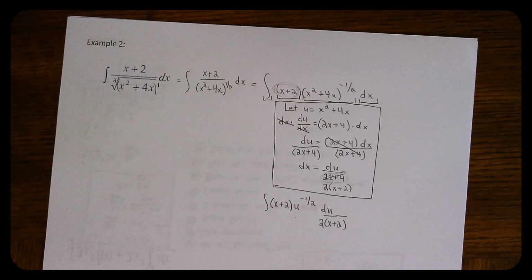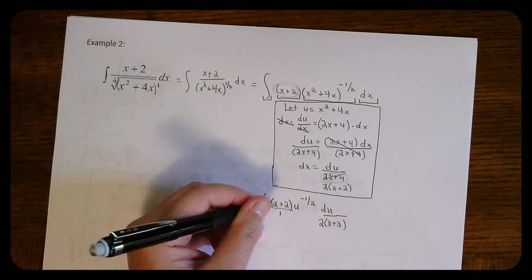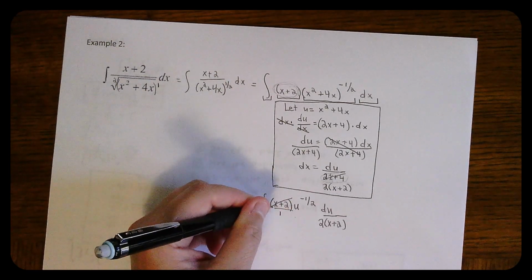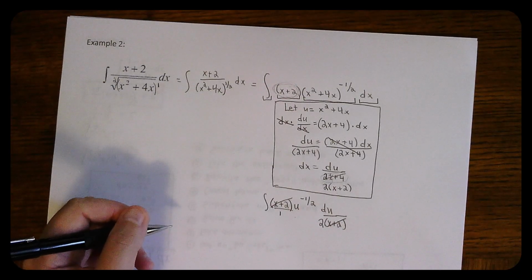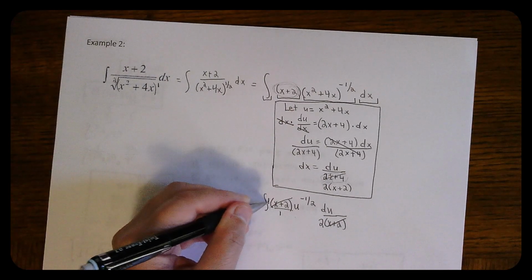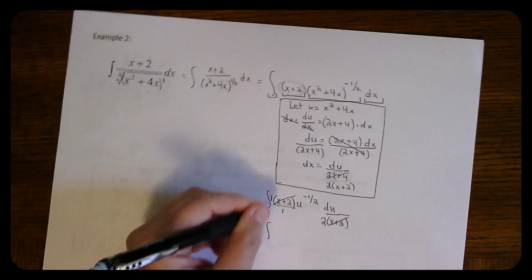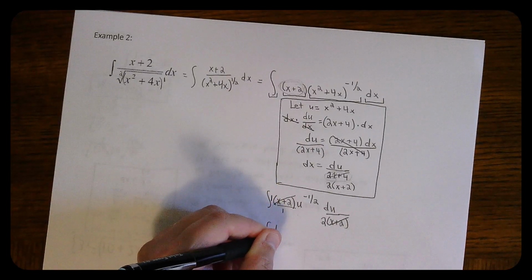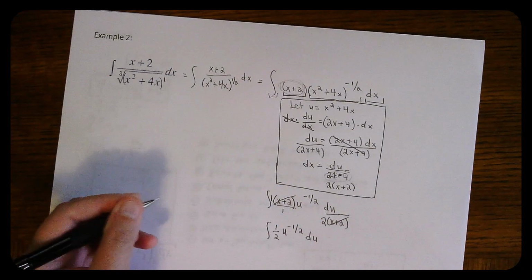Right, now the next step is to use our algebra. We can cancel out because that's over 1. That's in the numerator. That x plus 2 divides out with that x plus 2. All right, so now you're going to have a constant that you can pull out. There's an understood 1 here, and that 2 is in the denominator. So when I rewrite this, it's going to be 1/2 u to the negative 1/2 du.